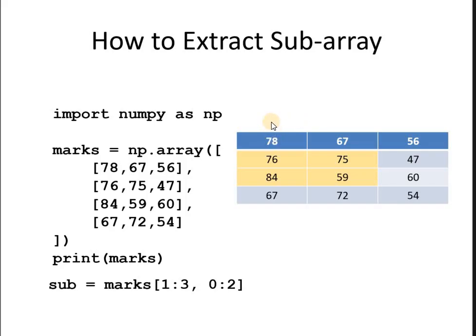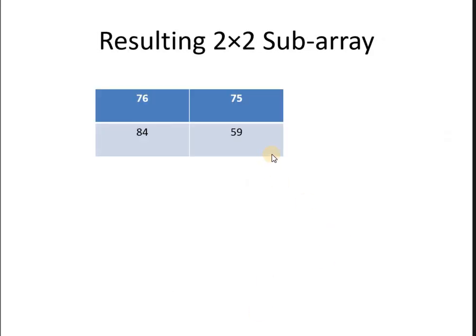Indexes start from 0. So in the 0th column the elements are 78, 76, 84 and 67, right? Column number 1 has elements 67, 75, 59 and 72, right? So these two columns are considered. So the command marks of 1 colon 3 comma 0 colon 2 will access these 4 elements. The output of this command will be 76, 75, 84 and 59, that is this 2 by 2 sub array. Now we will execute all these commands.